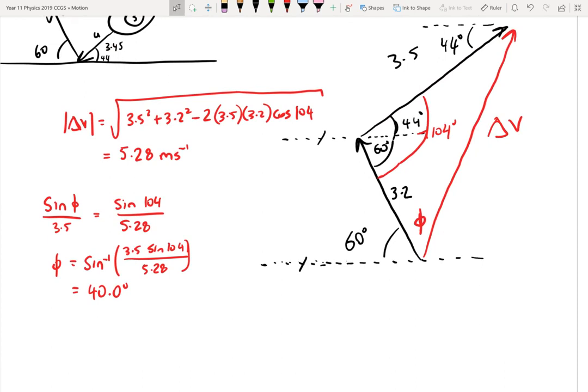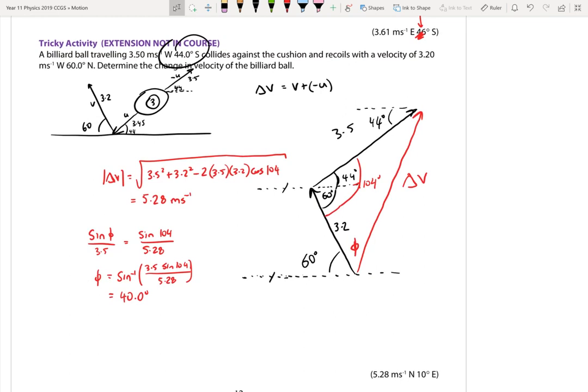Wouldn't it be simpler to use components for this question? You could, but since there are two, I would go sine and cosine.